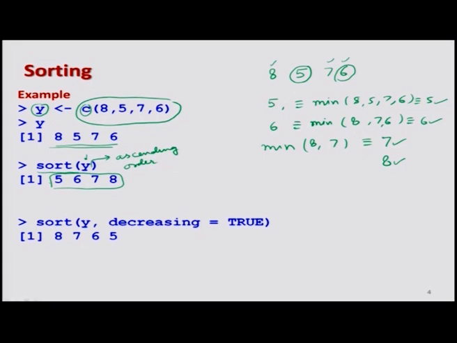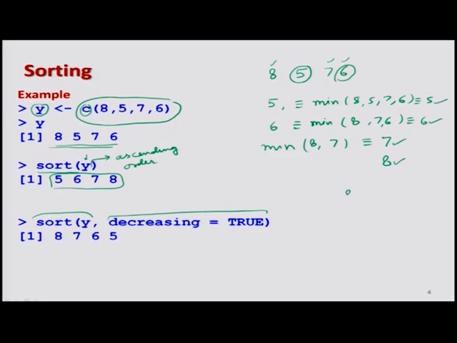Suppose I want to have this sorting in decreasing order. So, what do I have to do? I have to use the same command sort of y, but I have to write decreasing equal to TRUE. Decreasing is in small letters, and TRUE in capital letters. Now, what will happen here?